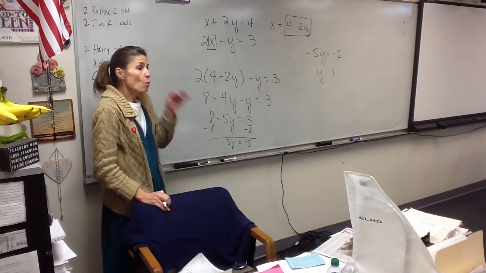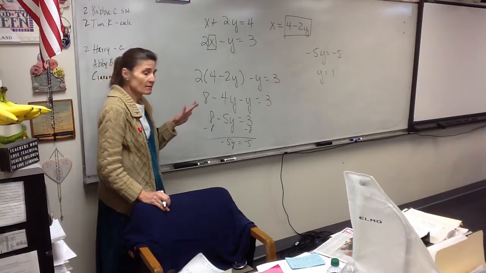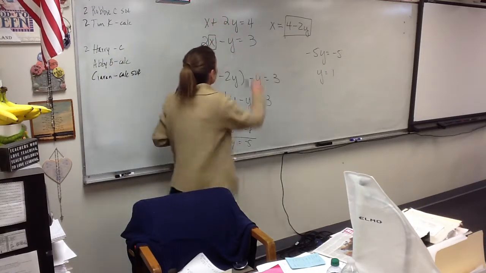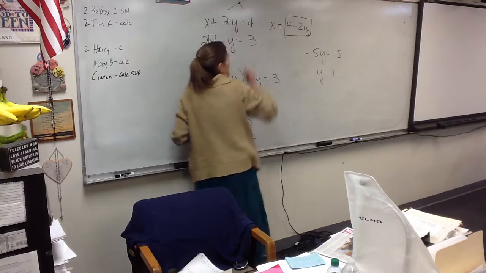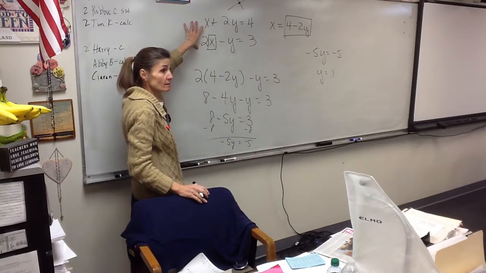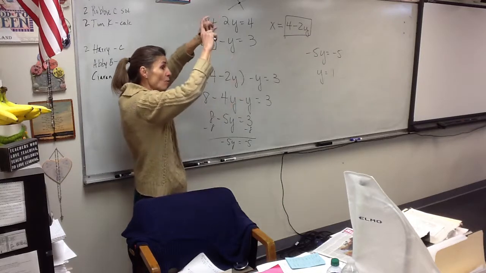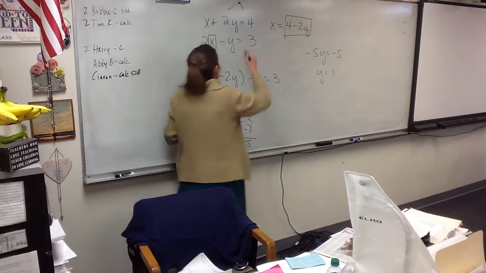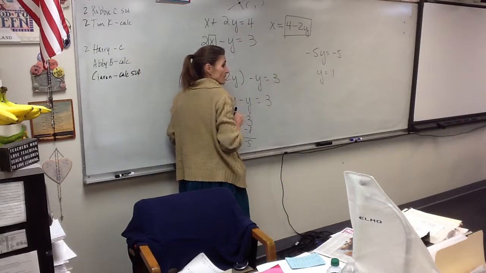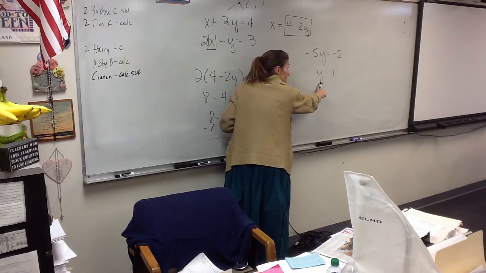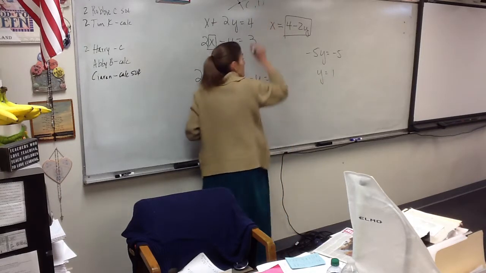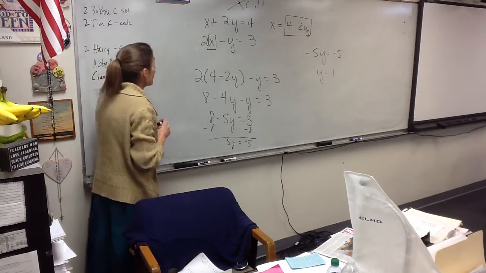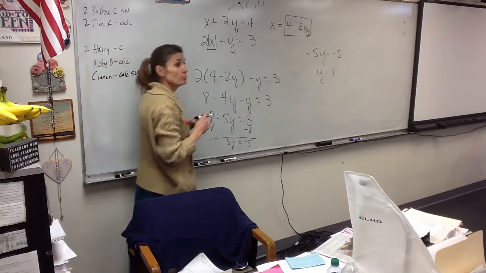Now, your job is not to find y. Your job is to find the point where these two lines cross each other. These are lines, and if you graphed them, they would cross each other. Where do they cross each other? At some point. What do we know about that point now? The y is 1. So all we need to do is find the x. And we'll find the x by plugging in y.